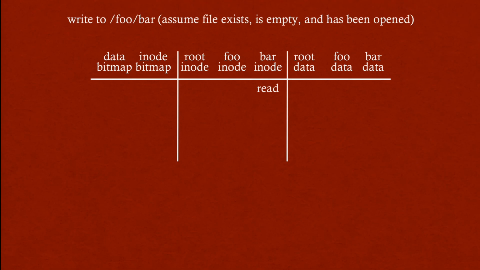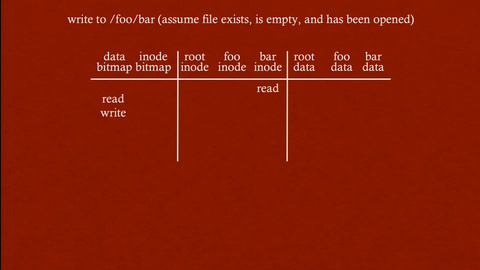Okay, so now let us assume that bar exists. We have the inode for it. It's currently empty. And what do we need to do to write to this file now? So we have bar's inode cached in memory. What's the first thing we need to do? Anybody remember what we probably want to do? Read some data bitmaps and pick one.